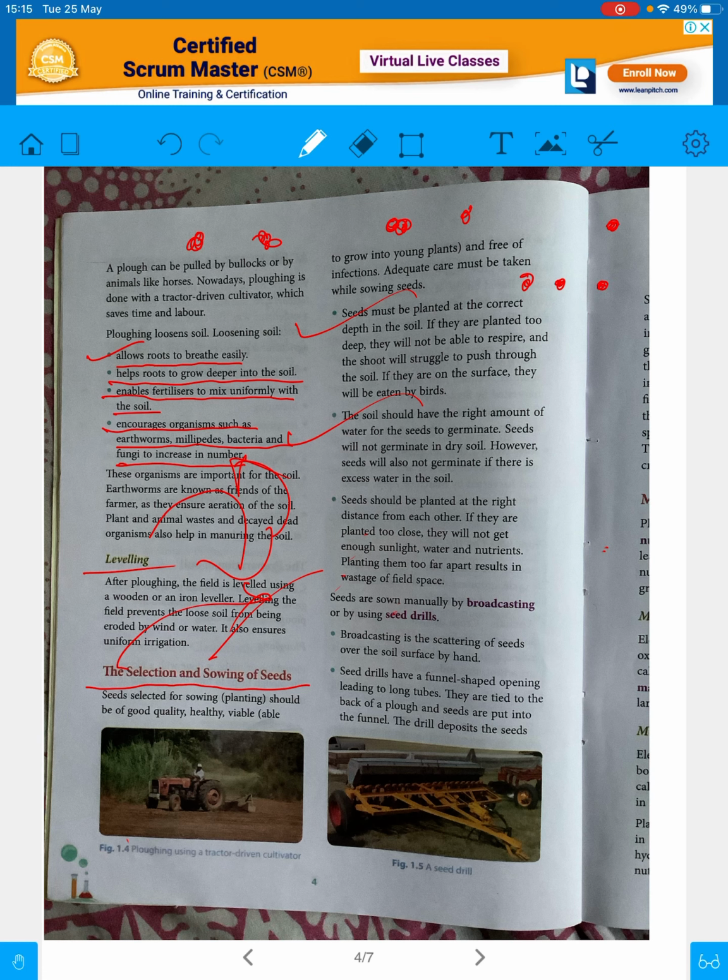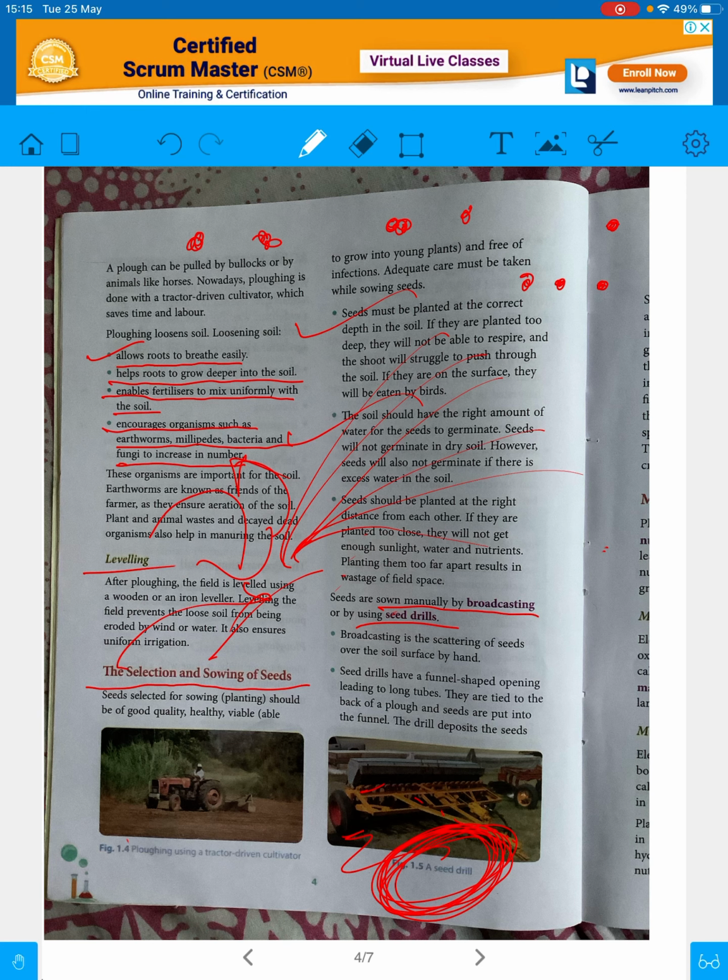Then seeds are sown manually by using broadcasting or a seed drill. I have told you what broadcasting is. When a farmer just throws the seed like this, it is known as broadcasting. Or you can use machines, like here you see a seed drill. In developed countries or in big farms, they use seed drills where there is a funnel and the machine puts the seeds at uniform distance on its own. Okay.